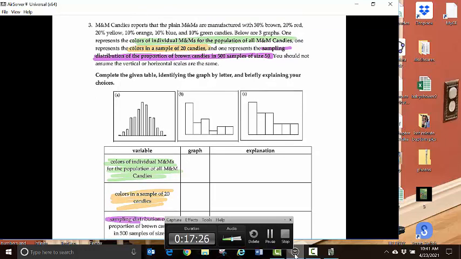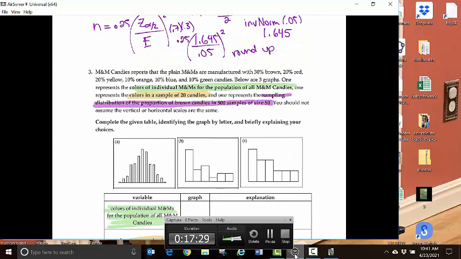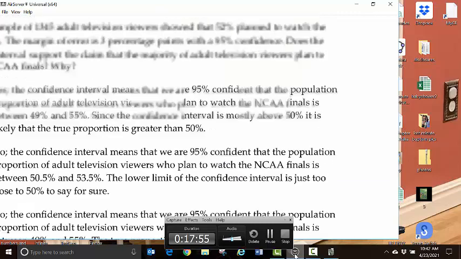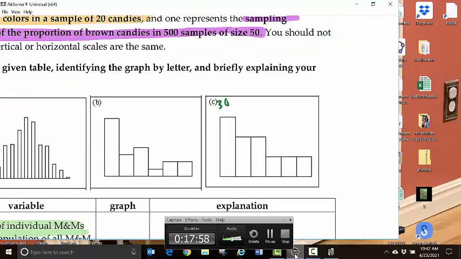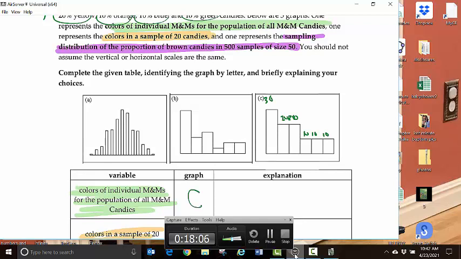So let's first think about it, okay? The green is relating to this sentence right here, that this is how they do it. They do 30% brown, 20% red, 20% yellow, 10% orange, 10 blue, 10 green. Which graph shows those proportions? Yes, C, right? We don't know what this is, but this could be 30, 20, 20, 10, 10, and 10. So this one has to be C.